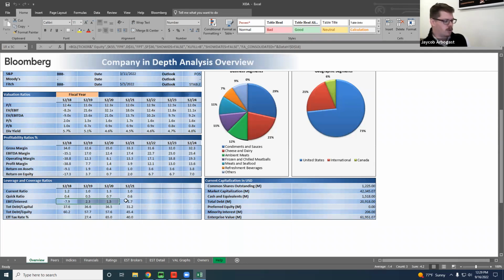Okay, so we're moving forward in time as we go to the right. So this is the most recent. How much do they make before they have to pay their interest and taxes compared to what their interest expense is? 1.7 times. So they make about 1.7 times their interest expense, which by itself, we might look at and say, okay, maybe that's good, maybe that's not.